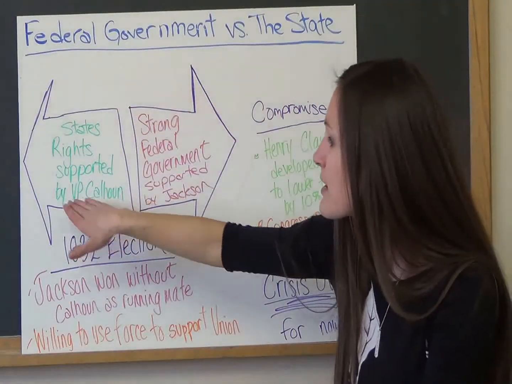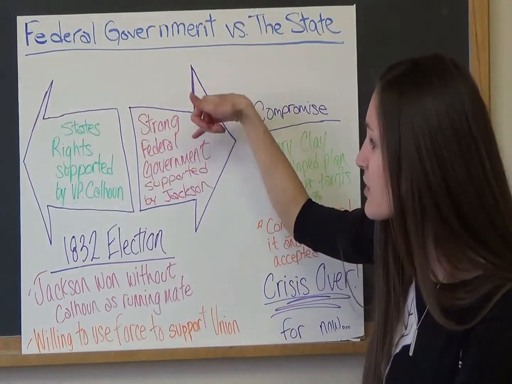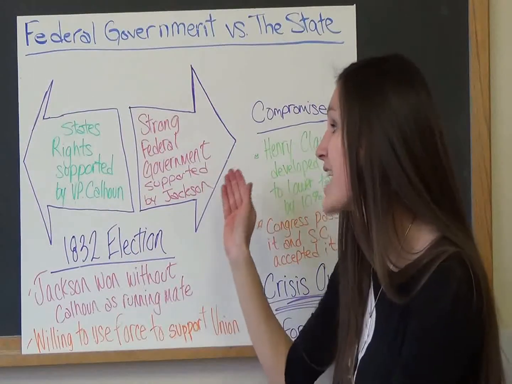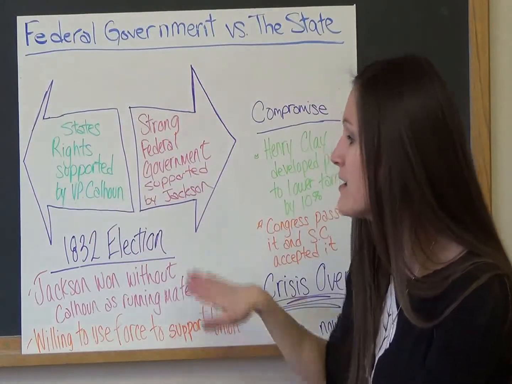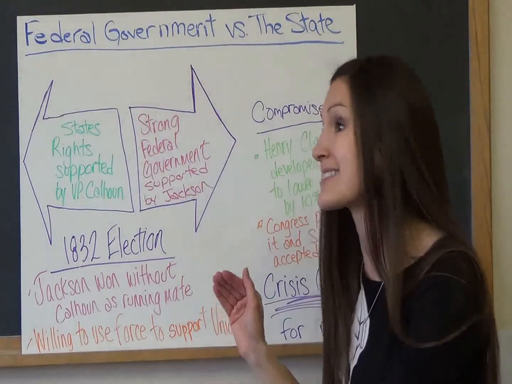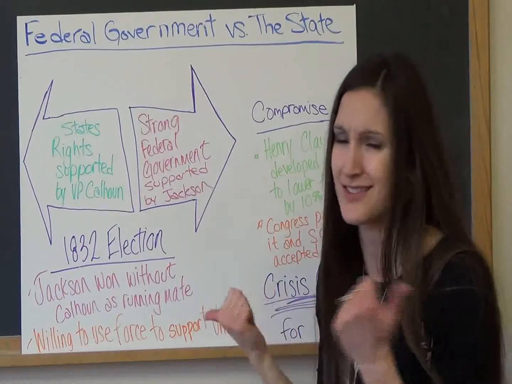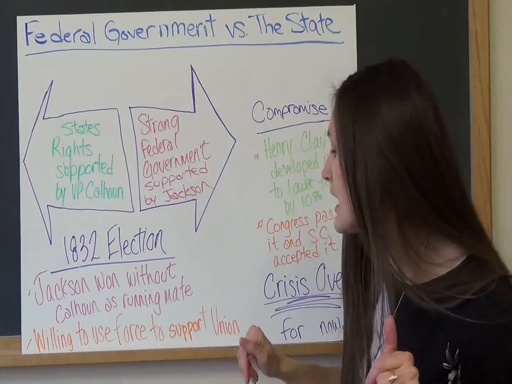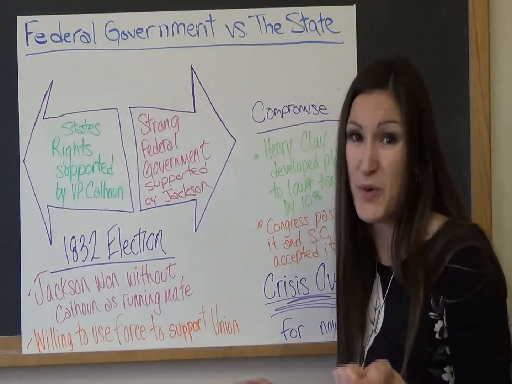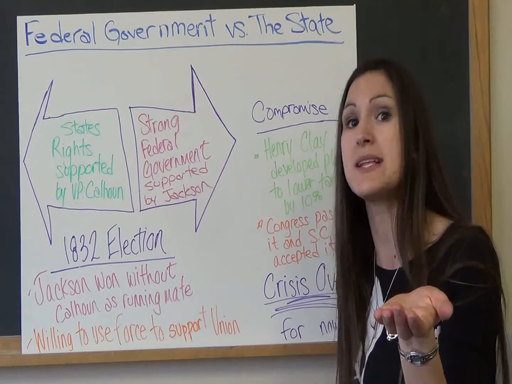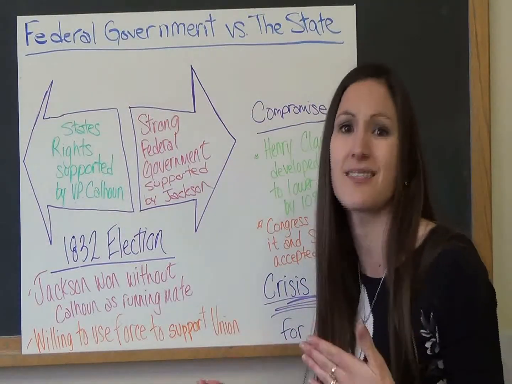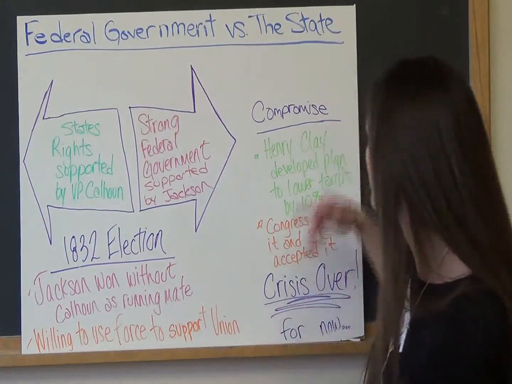States' rights were supported by Vice President Calhoun, and a strong federal government was supported by Jackson. And you can see they're going in different directions. There was a lot of tension between Jackson and Calhoun. So in the 1832 election, Jackson won without Calhoun as his running mate. Okay, because there were differences. He ran with someone else. Jackson also said that he was willing to use force to support the Union. And you will see in one of our primary documents that we use in class, it's actually Jackson's letter talking about force and using it against South Carolina, which is very interesting.